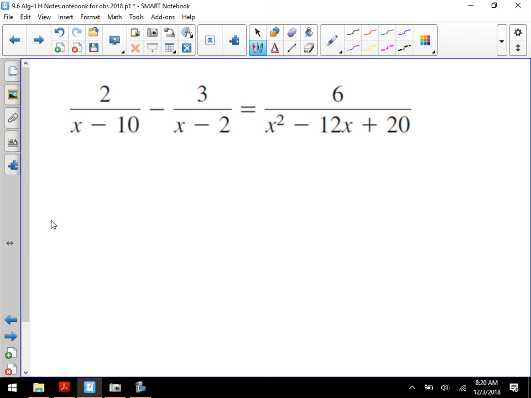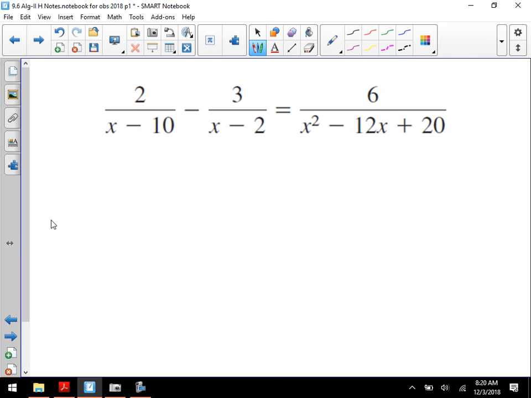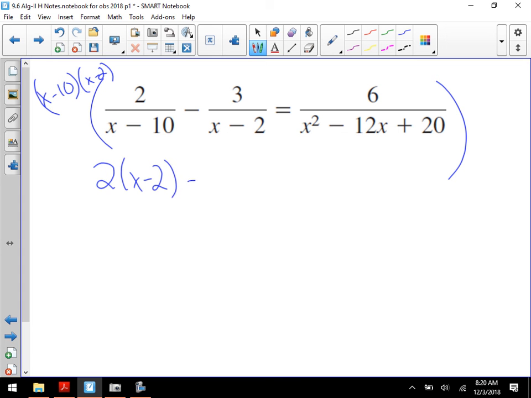And that's the thing. Automatically, when you see trinomials, FOIL it. Because you should recognize, ooh, 20s, 10s, 2s, it should be nice. All right? So you know that if you had that, all you have to multiply everything by is x minus 10, x minus 2. What does the first fraction need? What's the next one need? What's the last one need? Nothing.